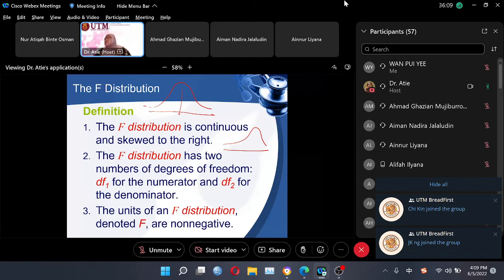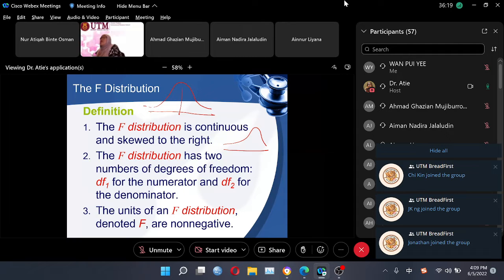Yeah, I made a mistake. Let me check, later to reconfirm. Oh, wrong. Right skewed. Yeah, it is right skewed. It does not start left skewed, right? So skewed to the right. So the shape should be like this. Okay, so this is how it looks.